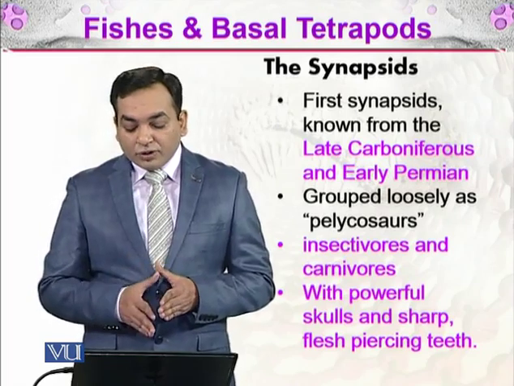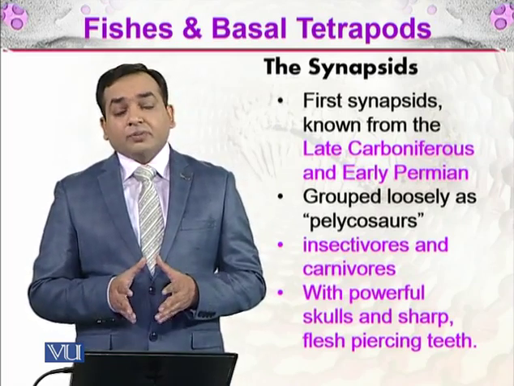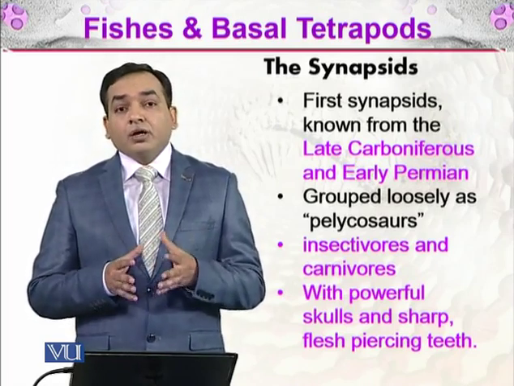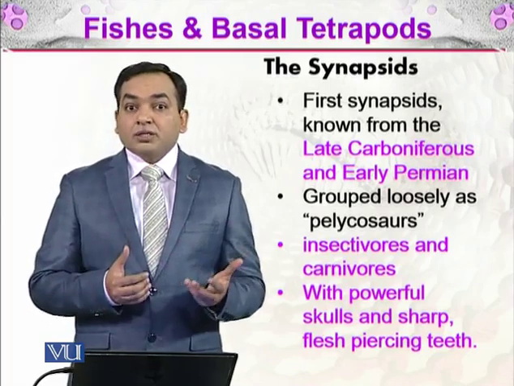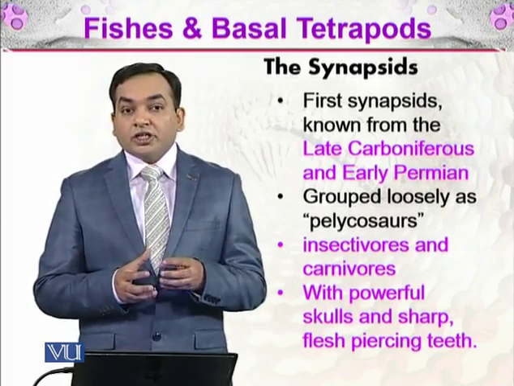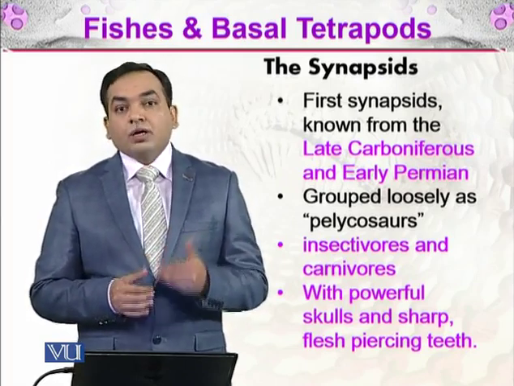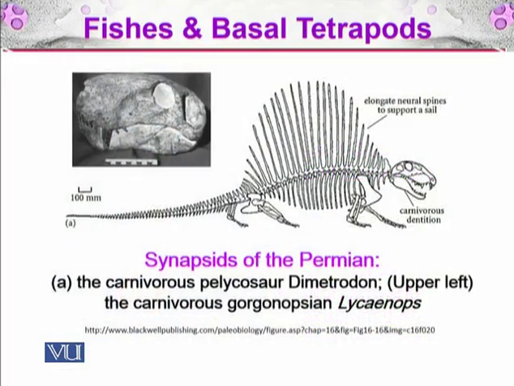They had powerful skulls and sharp flesh-piercing teeth. When we talk about powerful skulls and sharp flesh-piercing teeth, what comes to mind? Maybe some carnivorous animals with sharp teeth and a very strong skull, maybe dogs. Here you can see the synapsids of the Permian: the carnivorous Pelycosaur Dimetrodon, on the upper left, and the carnivorous Gorgonopsian Lycaenops. These two synapsids were present during the Permian period.